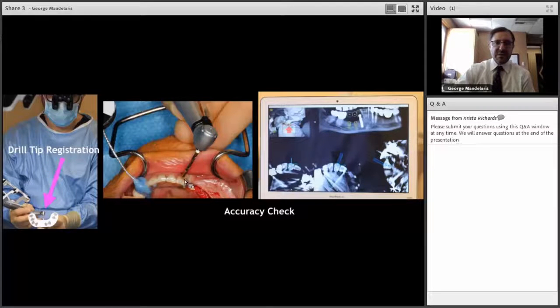So if I know that the drill tip is sitting here at the facial surface of tooth number 26, and the computer is showing me that I'm all the way through the lingual or in the pulp of the tooth, there's an error somewhere. That's good to know before we start because we can correct that.